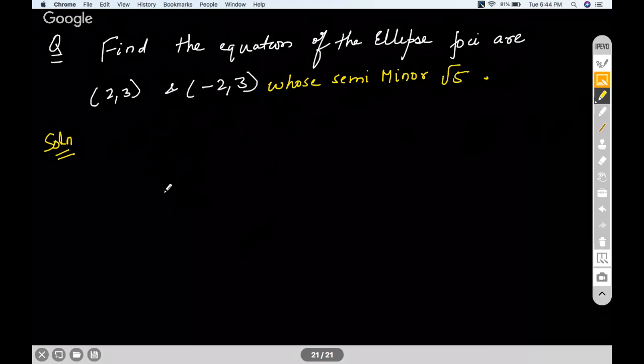Once you're done, you can either send me the snapshot on my WhatsApp chat or you can type it in the chat box here itself.